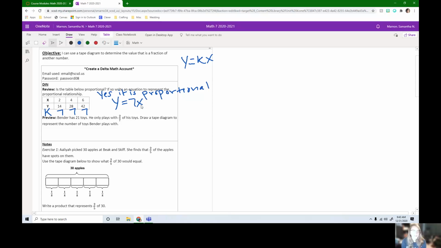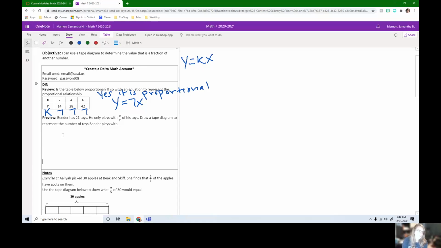For our preview question, Bender has 21 toys. He only plays with 2/7 of his toys. Draw a tape diagram to represent the number of toys Bender plays with. If you need more room, you can just hit enter a few times. Make sure you're on the typing one up here. Pause the video and see if you can figure out what this tape diagram might look like.